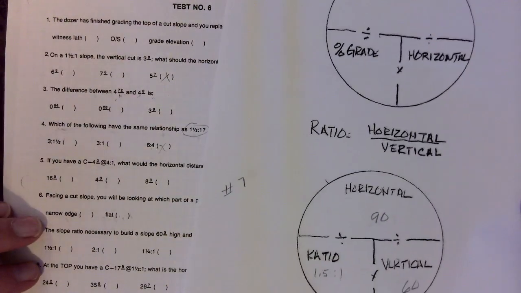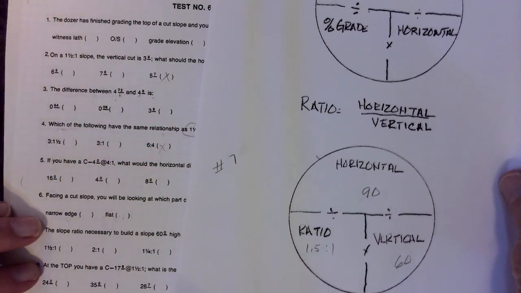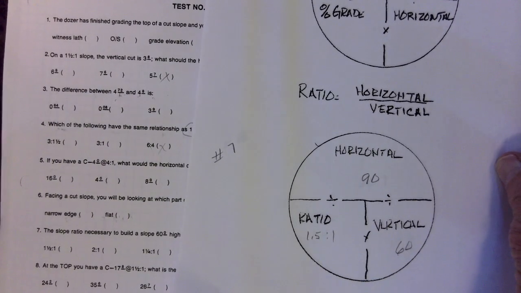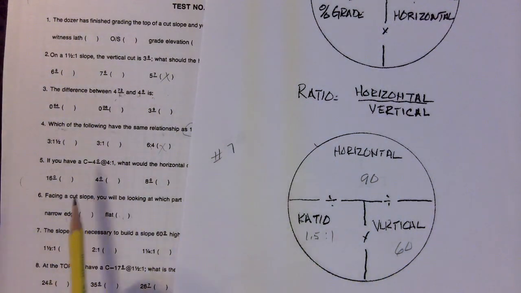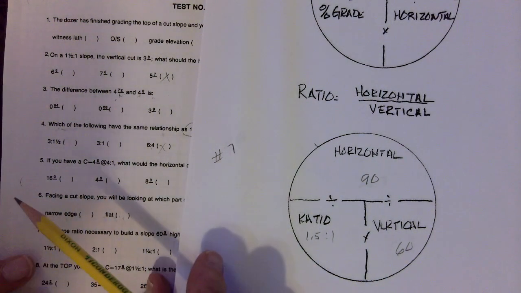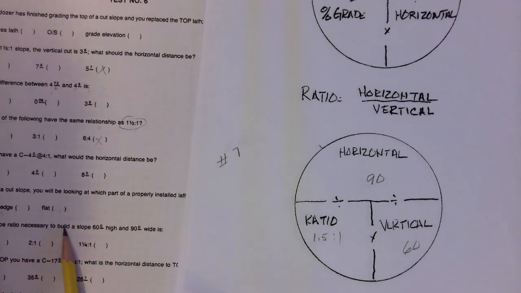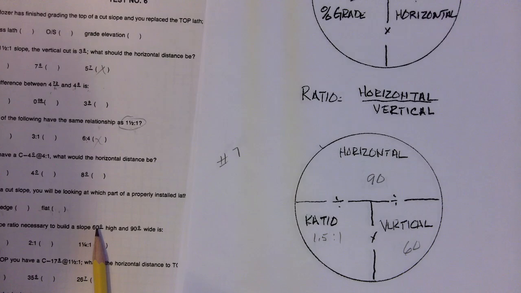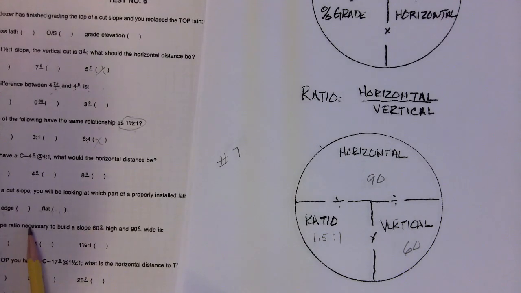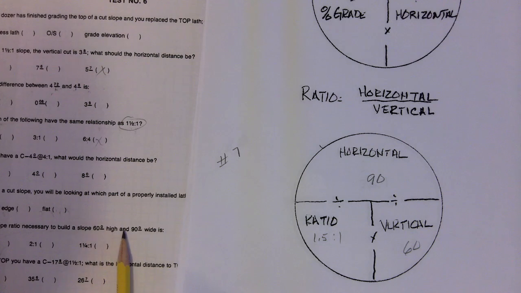So let's try number 7. See what happens there. This looks like it's going to make us do a little bit of work. By now, you may, out of desperation, have either gotten these or left the country. So number 7 states the slope ratio necessary to build a slope of 60 feet vertical and 90 feet horizontal is.